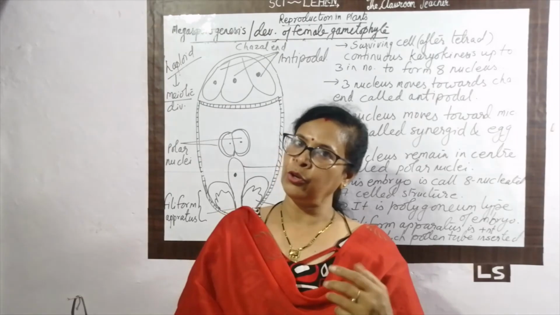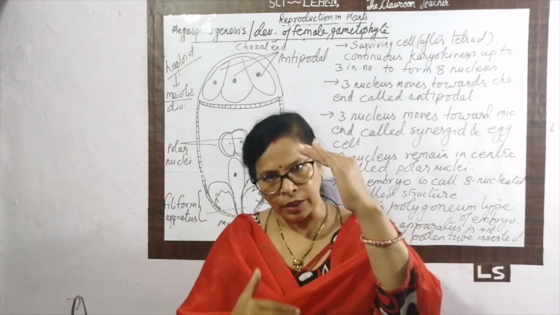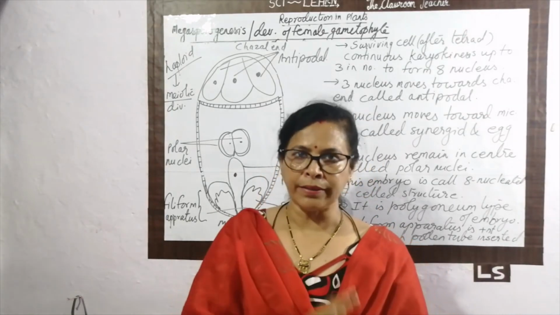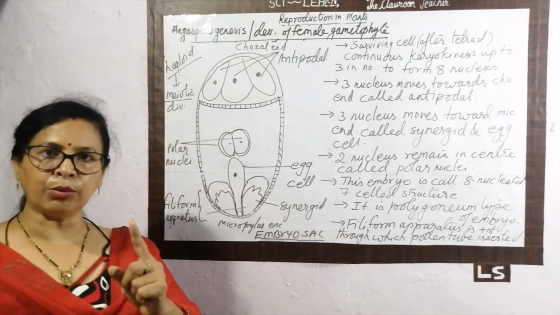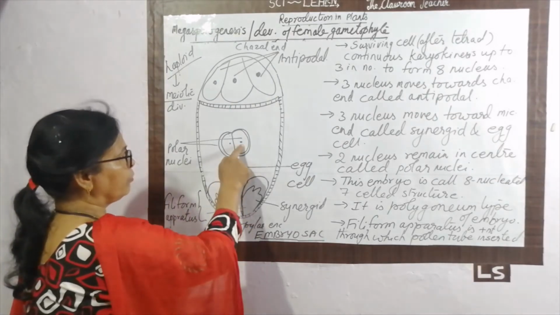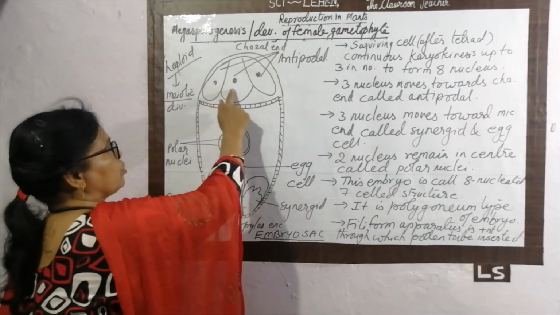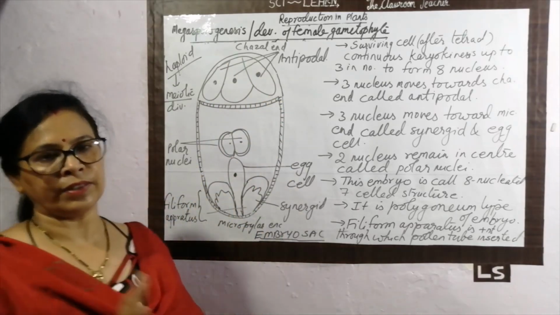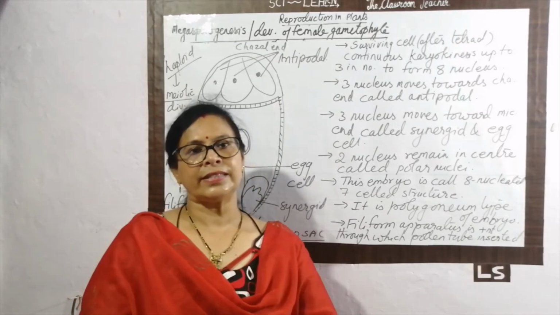Then what happens? 3 of the nucleus move towards the chalazal end to form antipodals. 3 of the nucleus move to the micropylar end to form the egg cell and the synergids, and 2 nucleus remain there only. Once again, I repeat it. This structure is called the 8 nucleated 7-cell structure because 8 nucleus are present: 1, 2, 3, 4, 5, 6, 7 and 8. But only 7 cells are present: 1, 2, 3, 4, 5, 6, and 7. This condition is called the 8 nucleated 7-cell structure.